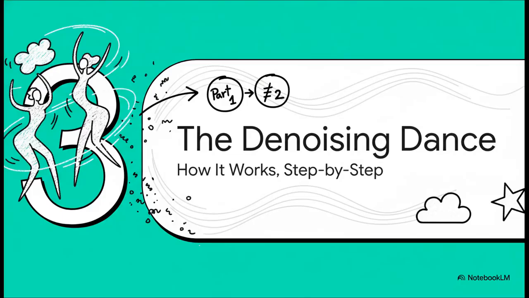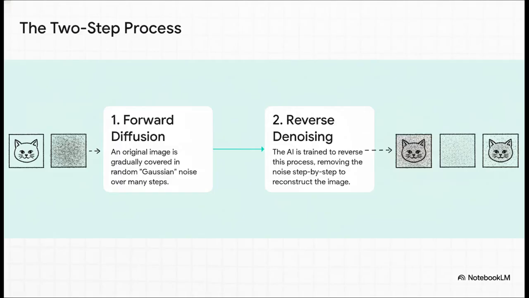Okay, let's get into the nitty-gritty. I like to call it the denoising dance. It's really a two-step process, and it's actually pretty elegant when you break it down, but the results are just unbelievably powerful. So step one is what we call forward diffusion. This is the destroying part. The system takes a perfectly good image, let's say a picture of a cat, from its huge training library, and it just gradually adds noise, little by little, step by step, until the cat is completely lost in a sea of static.